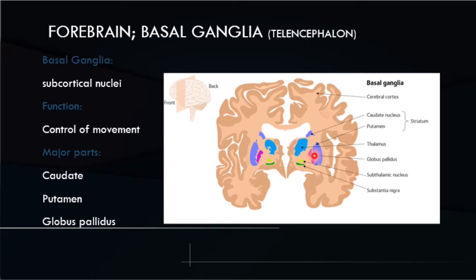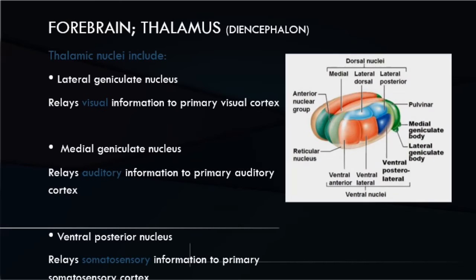So the basal ganglia has subcortical nuclei, and its function is control of movement. A lot of movement disorders happen because the basal ganglia are damaged. The major parts of the basal ganglia are the caudate, putamen, and globus pallidus. So again, it's just memorizing. We are still in the forebrain. Then we have the thalamus and hypothalamus, but the thalamus and hypothalamus are parts of the diencephalon. Now we are out of the telencephalon.